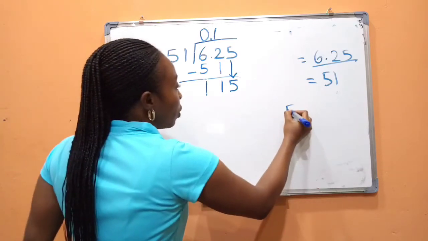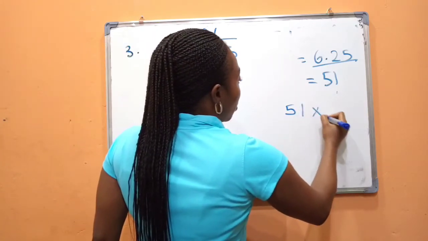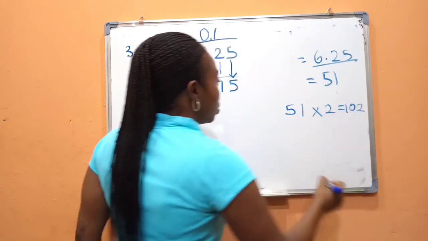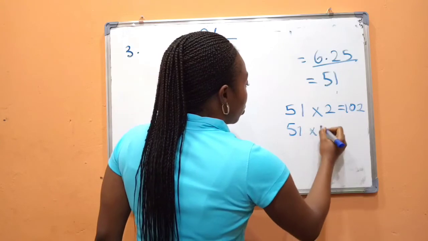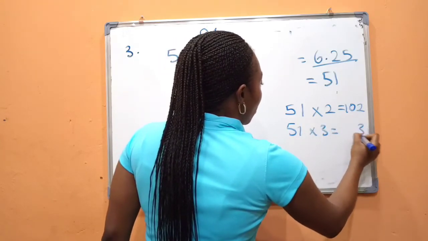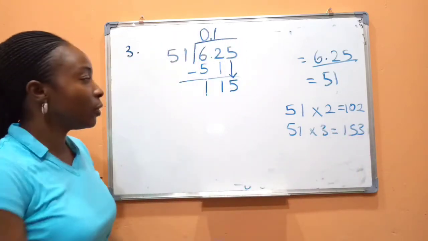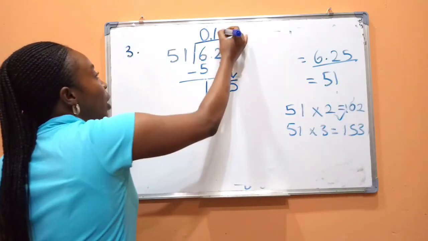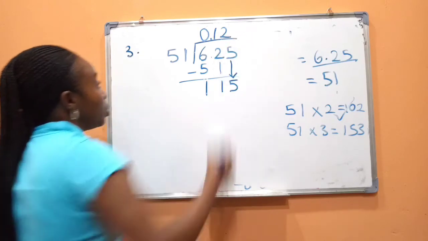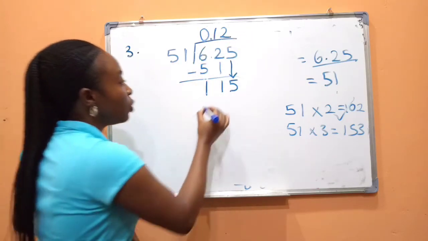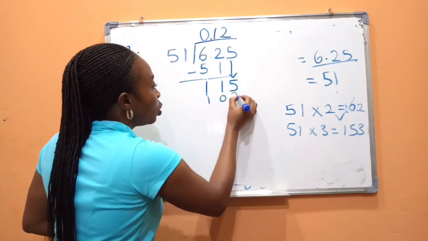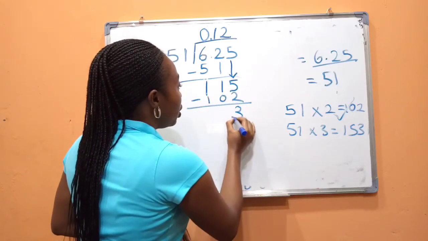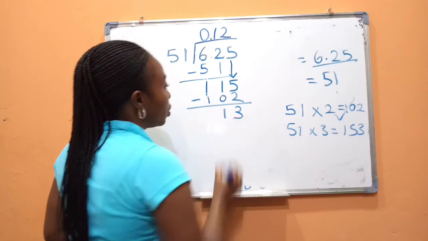So let's try out our possible multiples. So we're going to have, this is 102, and we say 51 times 3, we are going to have 153. So we are definitely going to go with this, okay? And we're going to have a 2 here. We're going to write our 2. So 2 times 51 gives us 102. By the time we subtract, we have 3 and we have 1, okay?